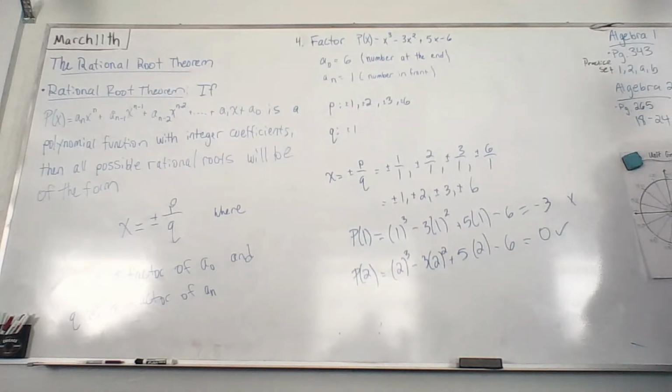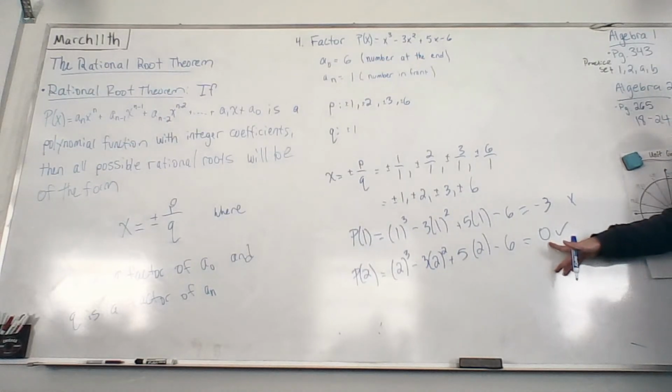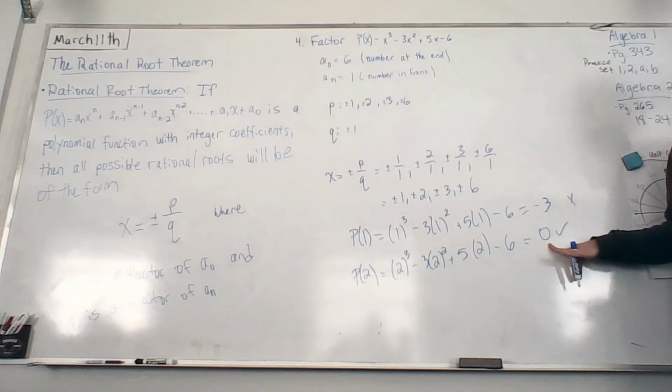Yes, the number in front. If it was like 6, you would have to do all of them. To be clear, though, you do it until you find a 0. You don't need all of the zeros, just one 0.